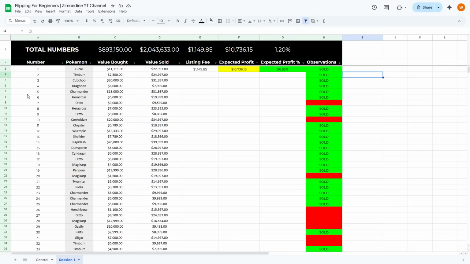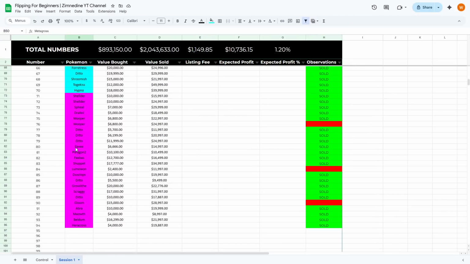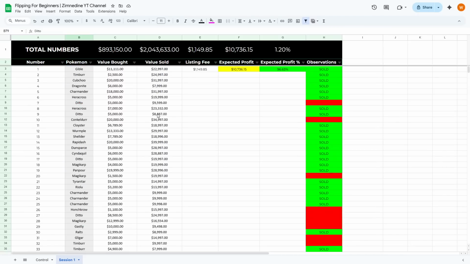As you can see here, I put the name of the mons I bought, the value I bought it for, the value I sold it for, and then here's the listing fee, the expected profit. Here are the reservations if they sold in a day or not. These ones here in this color are from day 1, these here are from day 2, and these here are from day 3. So let me show you how you actually fill this up.